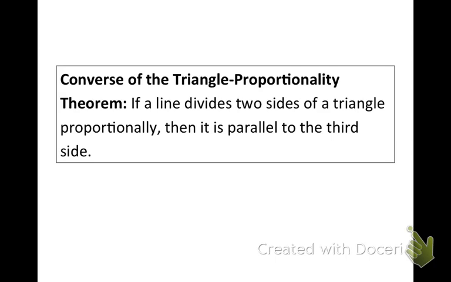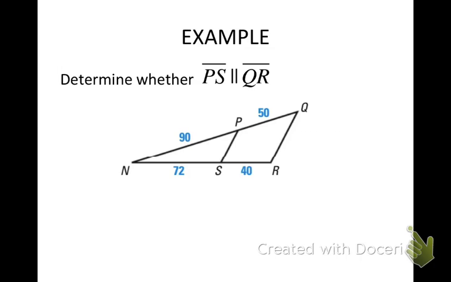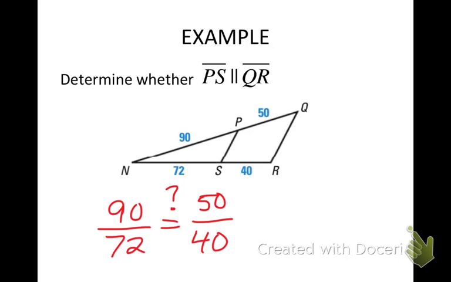So in the next example, it's going to ask you, can we determine whether the line going through the triangle is parallel to the third side? And for that to happen, we need to check our proportions. So what would you put 90 over top of? 72. We want to see, does that equal 50 over 40?